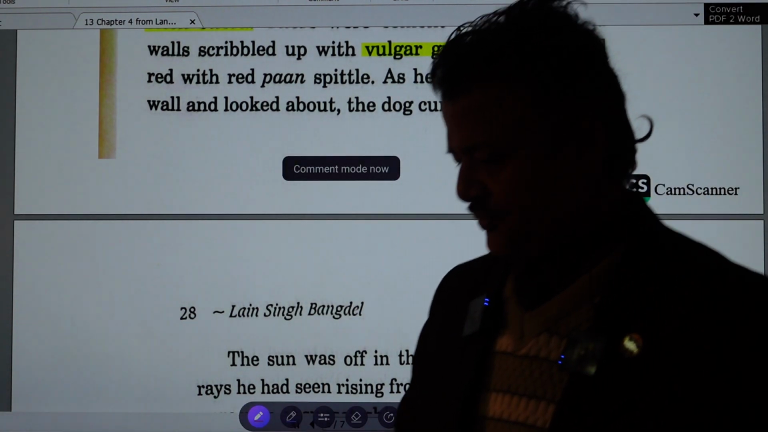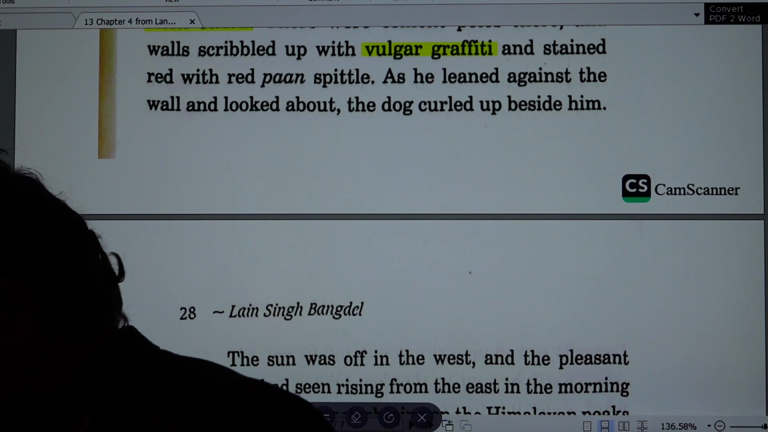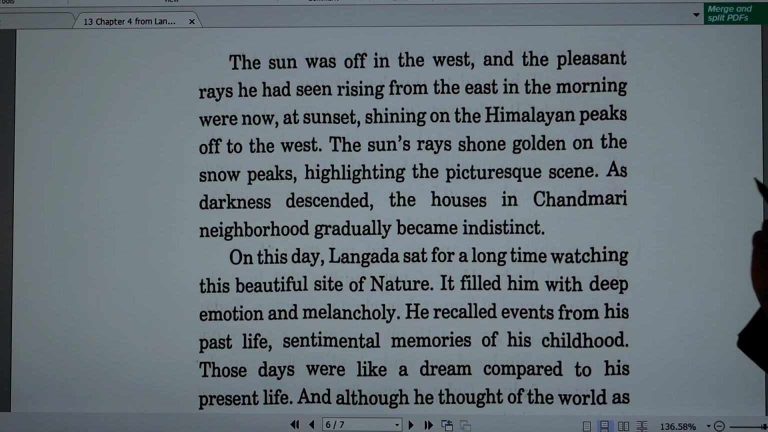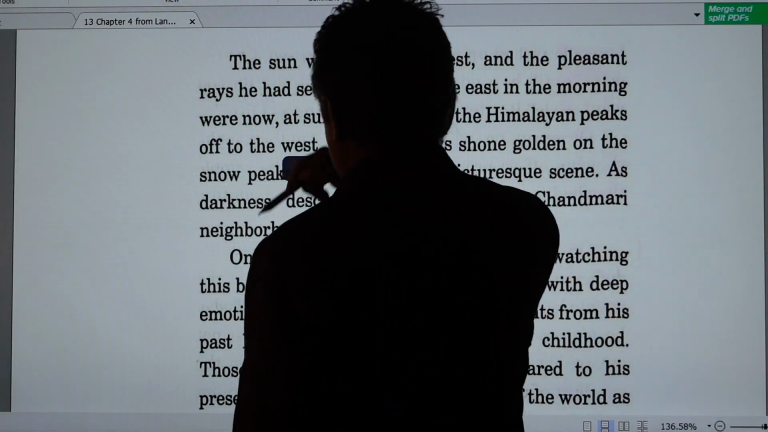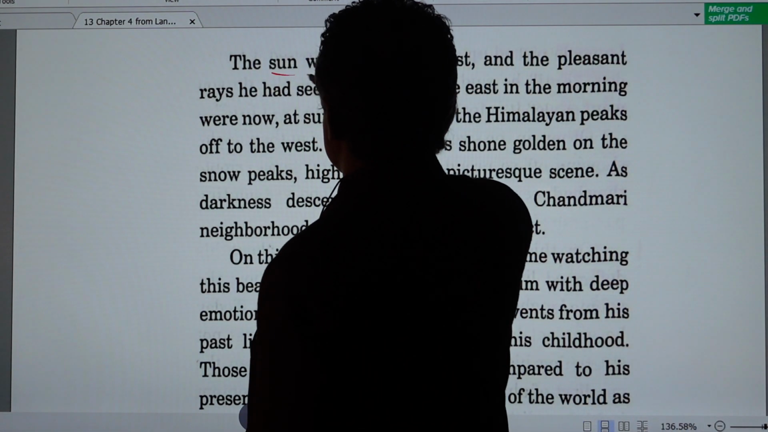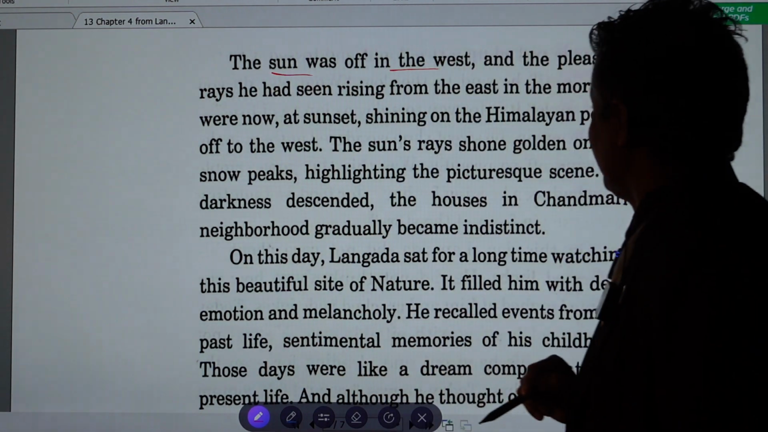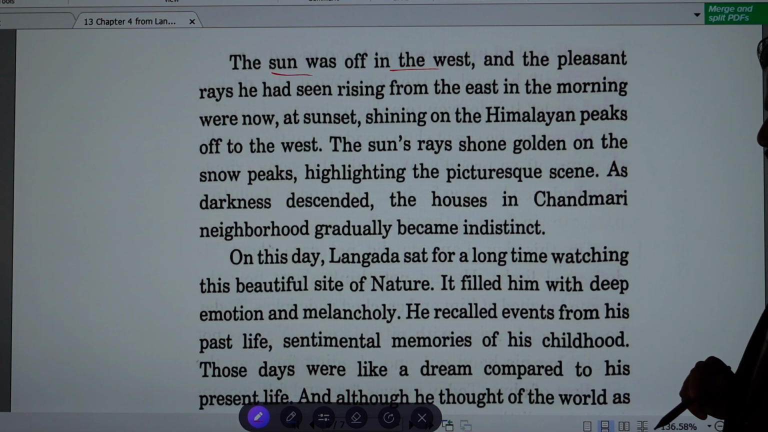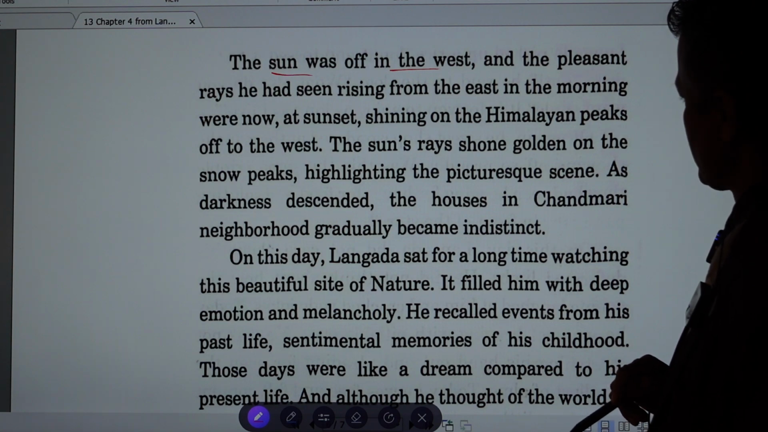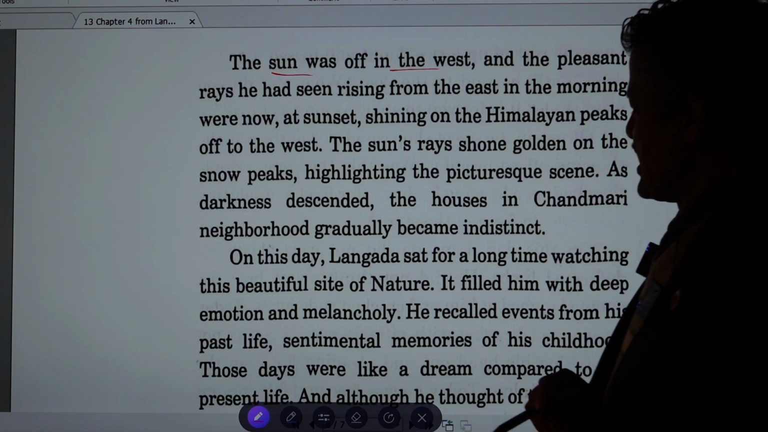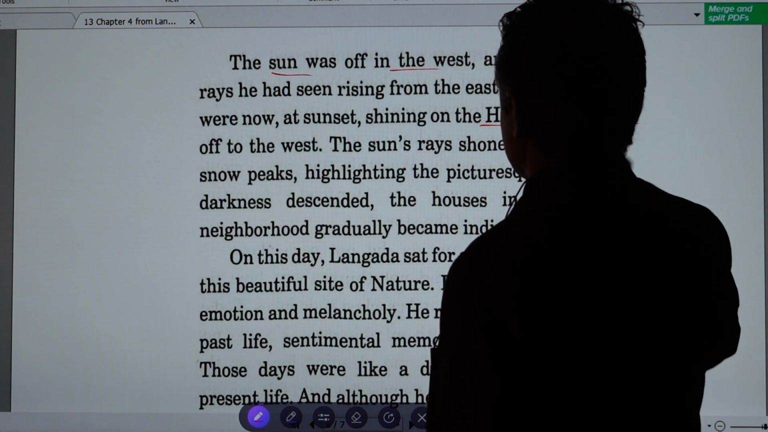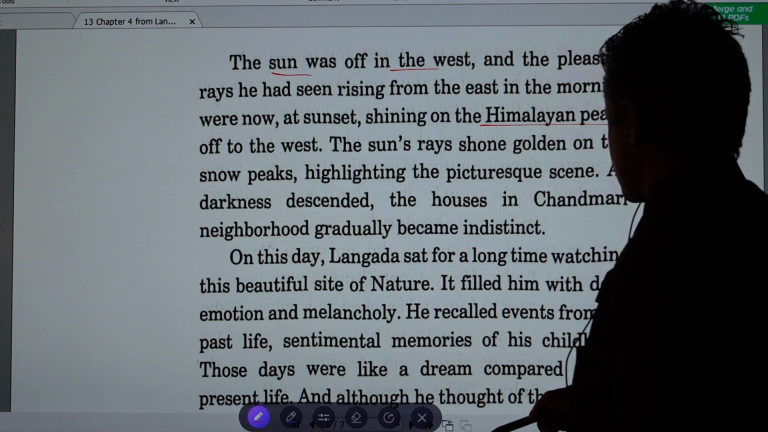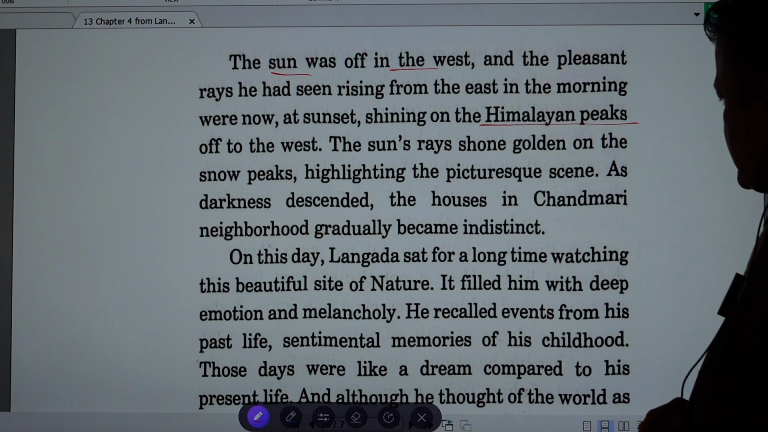The sun was off in the west, and now look, the story is coming to the end. Do you see? See the nature. See how writers use nature in story. Now story is coming toward the end. Now sun is going down. And the pleasant rays he had seen rising from the east in the morning were now at sunset shining on the Himalayan peaks off to the west. See the imagery. The sun's rays shone golden on the snow peaks, highlighting the picturesque scene as darkness descended the houses.